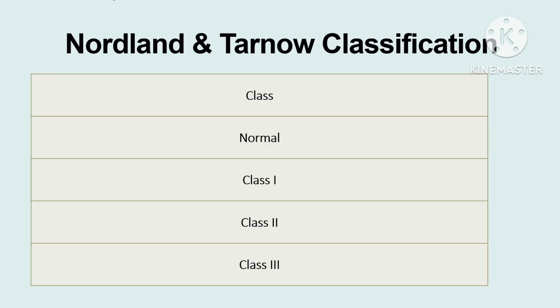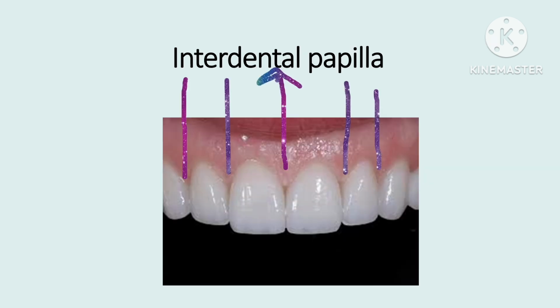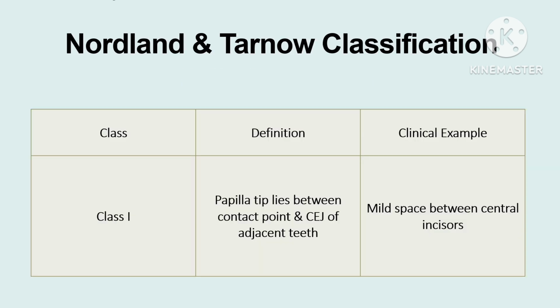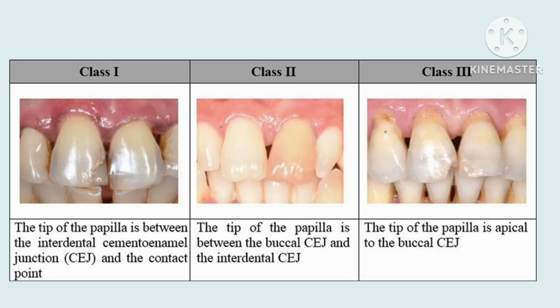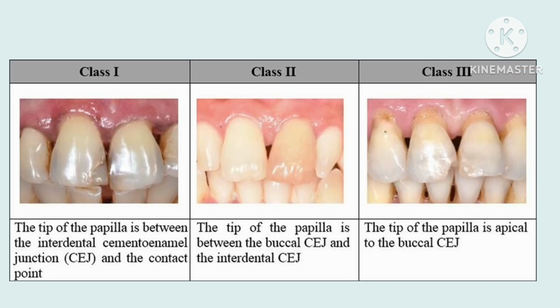In a normal situation, the papilla completely fills the interdental space and reaches the contact point, giving an aesthetic appearance with no visible black triangles. In class 1 loss, the tip of the papilla lies between the contact point and interproximal cemento-enamel junction, leading to a slight open space. In class 2 loss, the papilla tip is at or below the interproximal cemento-enamel junction, but still above the facial cemento-enamel junction, showing a more noticeable black triangle.